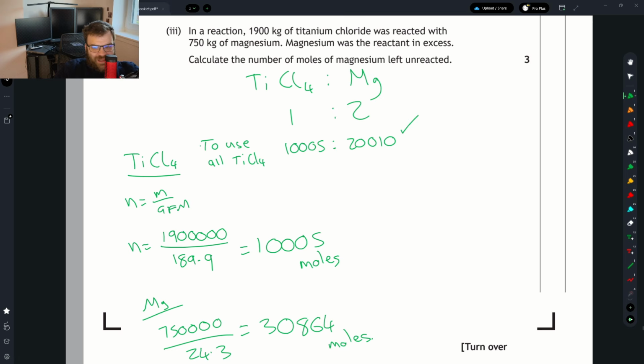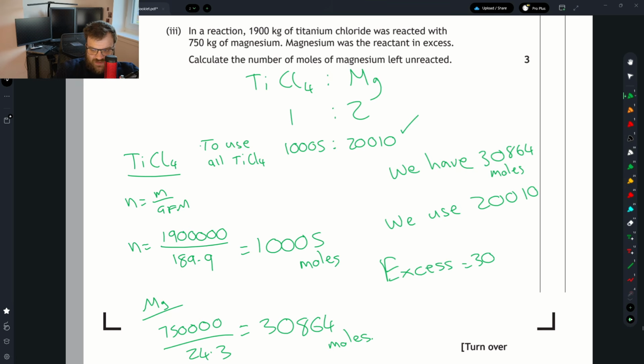For that, we have the bigger number, so we have 0.3864 moles. The ratio tells us we use 0.2010. So excess is the difference between those. So 0.3864 take away 0.2010, and that will give us 0.1854 moles in excess for that one.